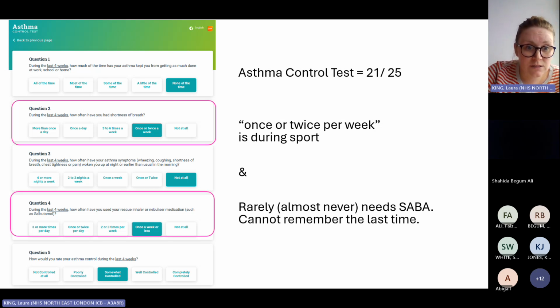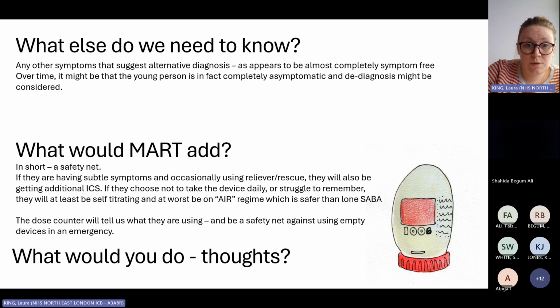And again, similarly to the last patient, I think we said, actually, you're really well controlled. I wouldn't say you're somewhat. Again, she was just being a little bit self-deprecating there. So it would probably be more like 22, 23 out of 25. Similarly to the last one, what do we need to know? We need to know any other symptoms that she might be having that suggest an alternate diagnosis or any other issues. But this real patient was basically symptom-free. And it might be that she doesn't have asthma anymore, and de-diagnosis might be on the cards.